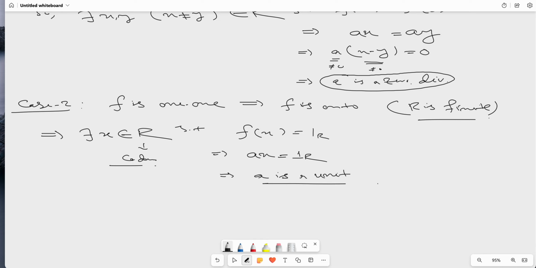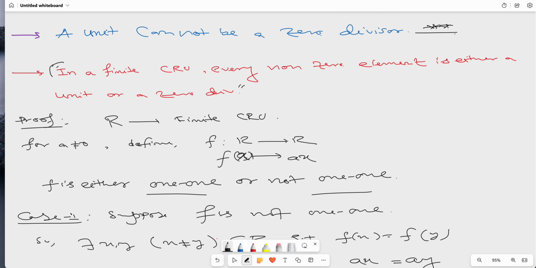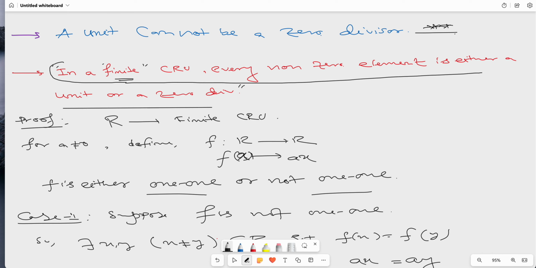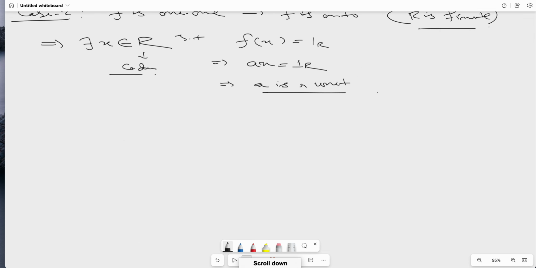Basically, it means that ax equals 1_R. What does it mean? This means that a is a unit, yeah? For a, there is an x. Okay? So easy. So in a finite commutative ring with unity, every non-zero element is either a unit or a zero divisor. Okay? So am I clear with the statement? In a finite, this is important here, finite, right? In a finite commutative ring with unity, every non-zero element is either a unit or a zero divisor. There is no other choice. Okay, so the proof is very easy, I guess.